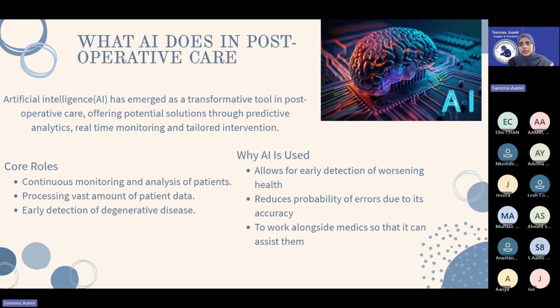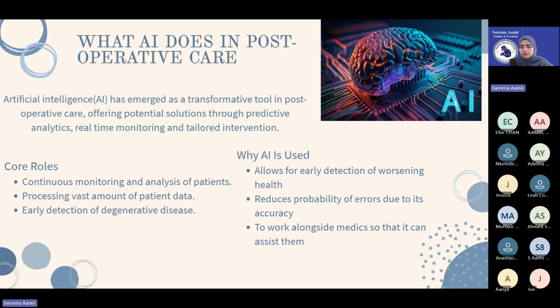And it can also help with early detection of degenerative disease. So as we talked about Alzheimer's disease, Parkinson's disease, and those types of diseases, it can help with early detection depending on the symptoms that the patient is showcasing. And AI is used, again, for earlier detection of worsening health. So if it's detected that the patient may be deteriorating, then the patient can get medical intervention quicker, which can make the prognosis outcomes better.